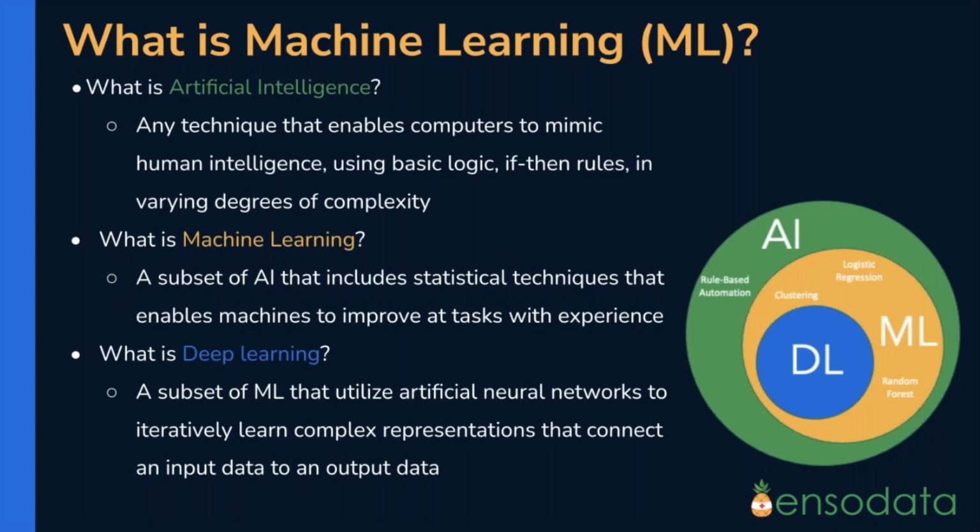Now, if we take a look at our AI circle again, deep learning falls within machine learning. And outside of deep learning, a few machine learning algorithms that you might be familiar with: clustering is one example, logistic regression or linear regression, random forest, and so on. And what's unique about deep learning, right? Deep learning is a subclass of machine learning methods.